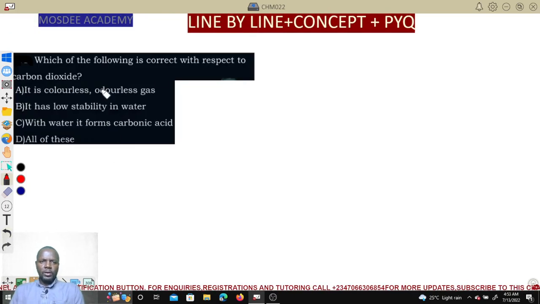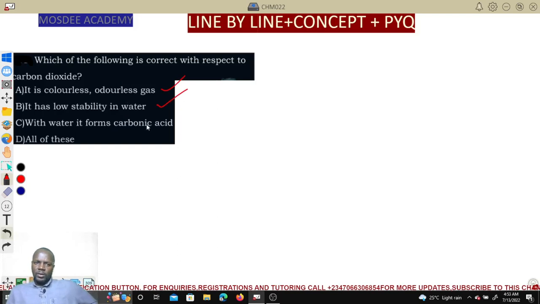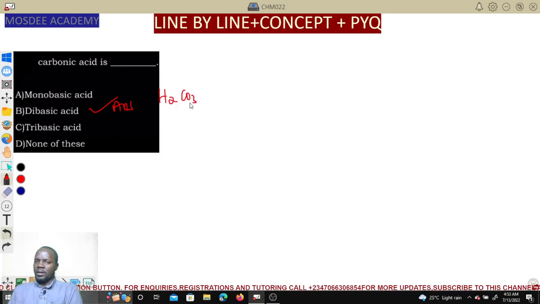Which of the following is correct with respect to carbon dioxide? It is colorless, odorless, it has low solubility in water, and it forms carbonic acid, H2CO3. So the answer is all of these. We've talked about that. The next one. Carbonic acid is dibasic. We talked about that, true. I hope you guys are following H2CO3. The number of replaceable hydrogen ions is 2. You can see that. Next one.